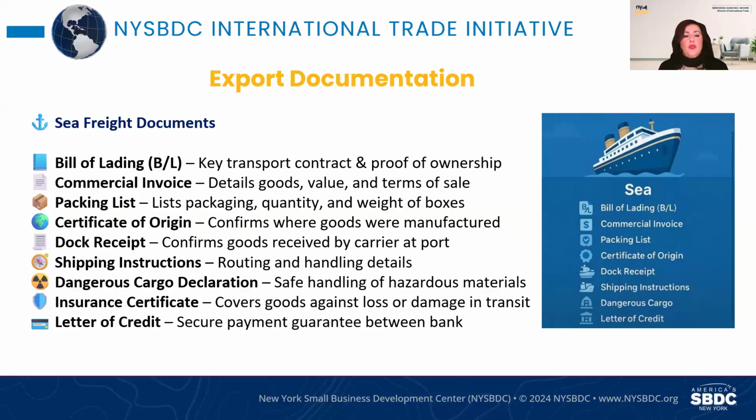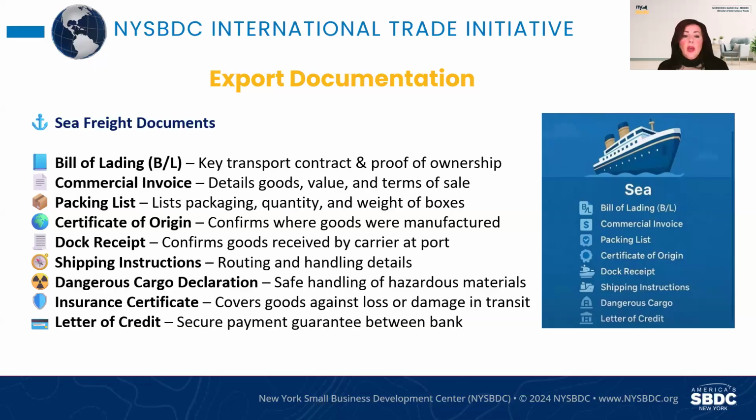The packing list is for both, either by sea or air, and it provides the quantity, the weight of the boxes, the dimensions, etc. And then another document that is very important is the certificate of origin, and confirms where the goods were manufactured and what it does. If you are going to claim eligibility for the free trade agreement, you're going to need a certificate of origin.